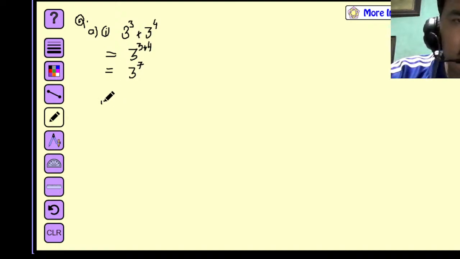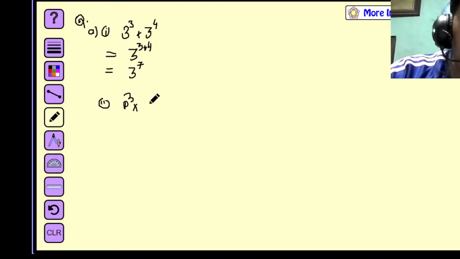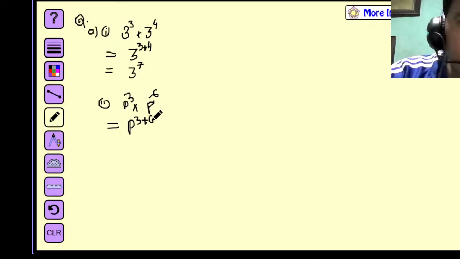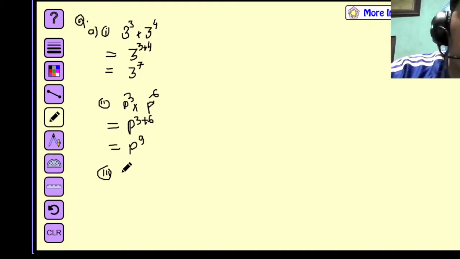And suppose a second type of question is given to write in exponential form. Then if there is given pq, right, multiplied by p to the power 6. Okay, then write here only one p. Then the power is added, it will be 3 plus 6, then the answer here is p to the power 9. Okay, then look at the third one here. If there is given like this, what will you do?